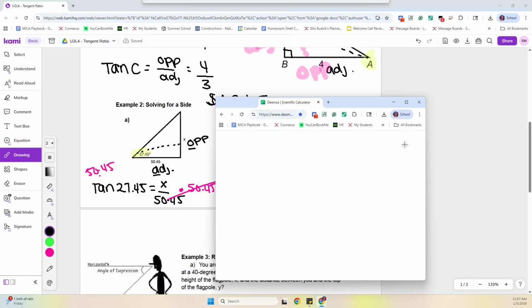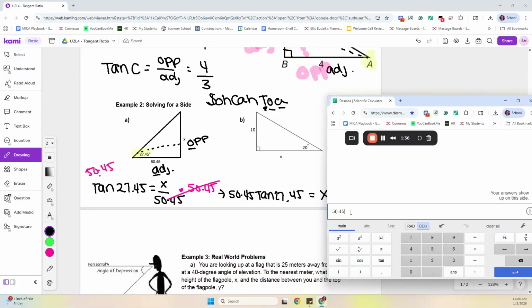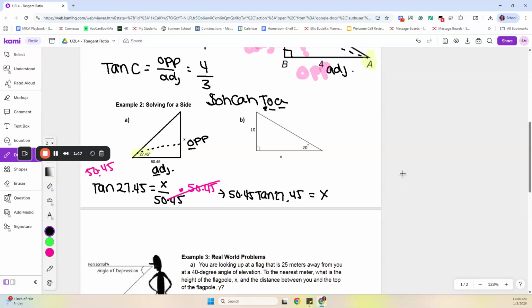So let's grab our calculator here. So we do 50.45 tan of 27.45. And again, make sure you're in degree mode because you're using degrees. And that gives us about 26.2. So our x is 26.2. Not degrees, because it's a side length.